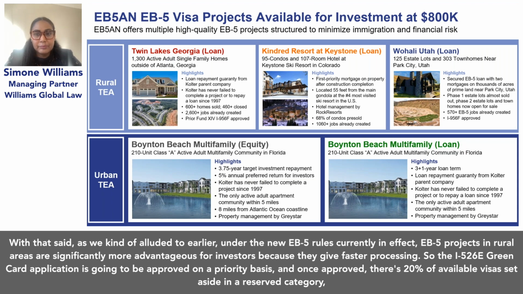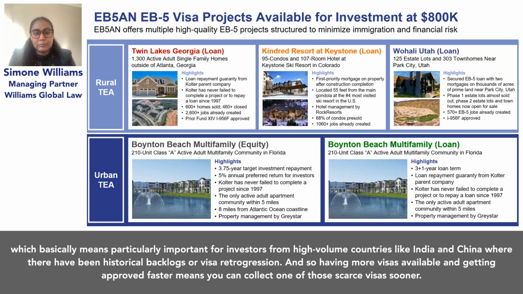With that said, as we alluded to earlier, under the new EB-5 rules currently in effect, EB-5 projects in rural areas are significantly more advantageous for investors because they give faster processing. So the I-526C green card application is going to be approved on a priority basis. And once approved, there's 20% of available visas set aside in a reserved category, which is particularly important for investors from high volume countries like India and China, where there have been historical backlogs or visa retrogression.